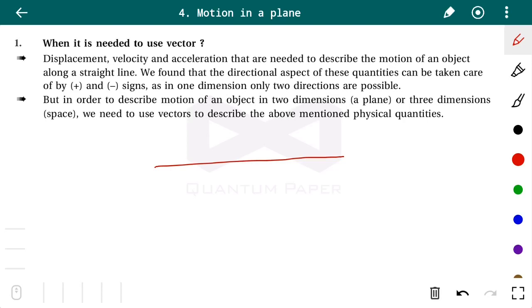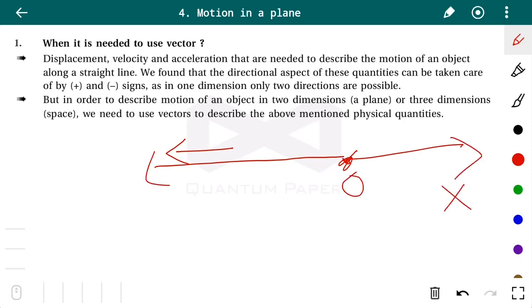And if we are describing that in a straight line, then the direction of the object is mentioned with either the plus sign or the minus sign. Let us consider an object moving in this direction. Let us consider this as the origin of the x-axis, the reference point. This will be the positive x-axis, and this is the negative x-axis.